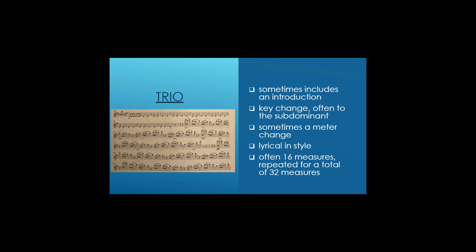The trio is usually more lyrical in style, but it has the same kind of pattern. We're going to usually see 16 measures for a trio repeated for a total of 32 measures. The Semper Fidelis trio is a little bit different because it's actually 16 measures repeated 3 times. So we're going to listen to it now.